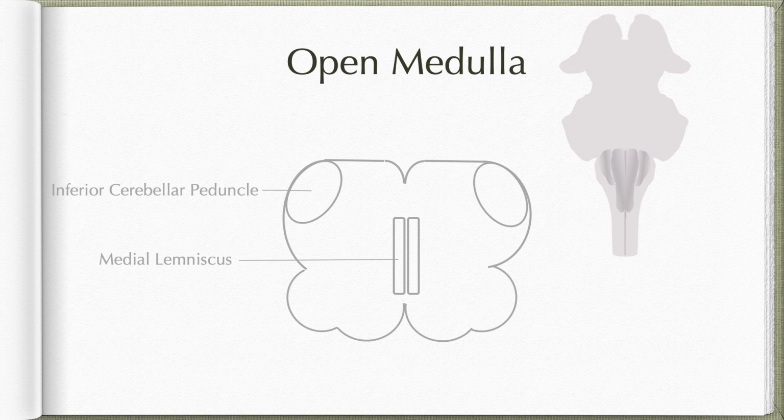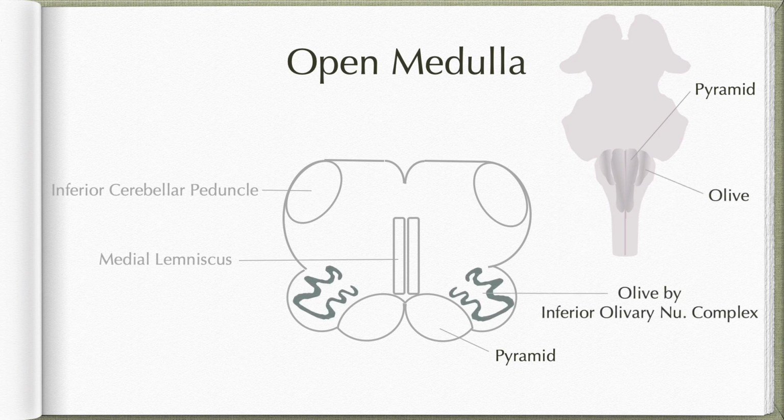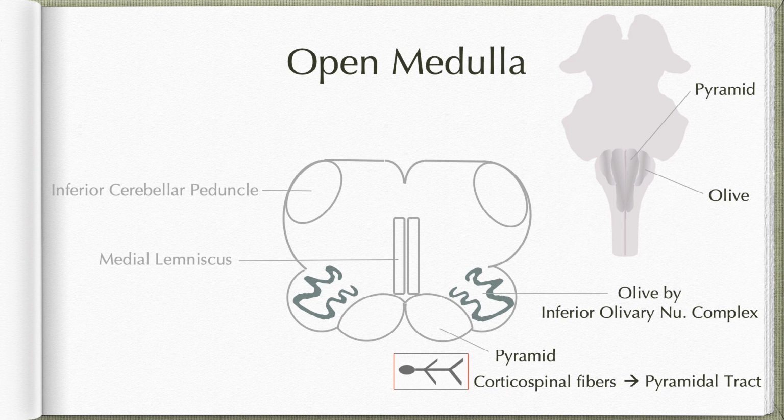In the open medulla, we see two swellings on either side of the midline, the medial longitudinal pyramids and the lateral oval olives containing the inferior olivary nuclear complex. The corticospinal tract fibers are located in the pyramids here. Again, they reach the surface, and it is these pyramids that give the name pyramidal tract to the corticospinal fibers. And within these pyramids, the cervical fibers are medial and sacral fibers are lateral.